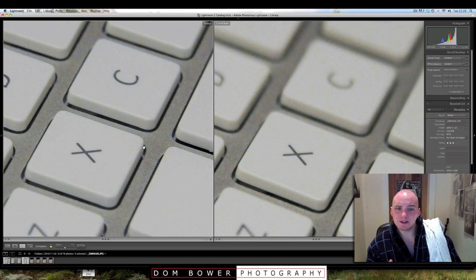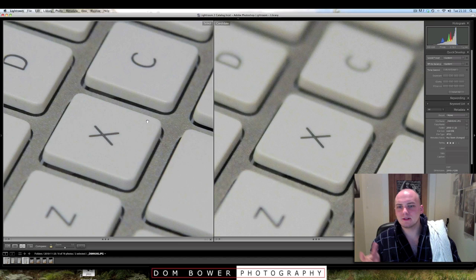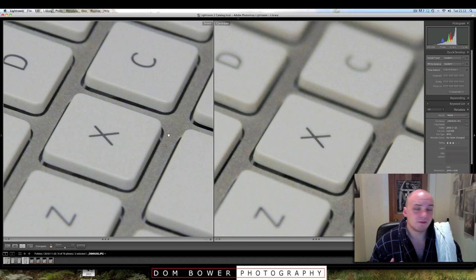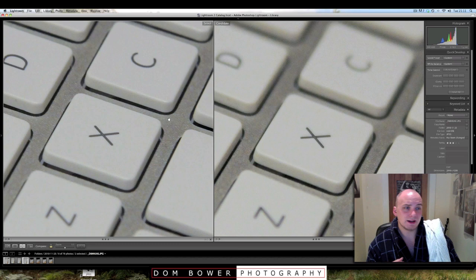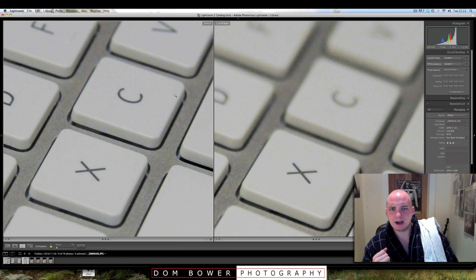Sharpness wise, you can definitely see a difference. You can see a lot more of the slight pattern marbling effect that you have on the actual keyboard at f8 compared to f2.8. Even though the shutter speed was starting to get pretty slow, it was only at a 45th of a second, it's still pretty tack sharp there. And that was also at ISO 1600 on the Nikon D300. So I'm pretty happy with the way those came out.